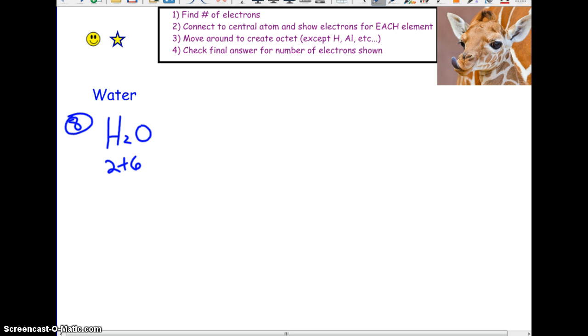Second step, connect them to the central atom. O will go in the middle. We'll attach the H's to each side. Each H brings 1 dot. We'll use the stars for those. Each O brings 6 dots. We use the smiley faces. 1, 2, 3, 4, 5, 6.